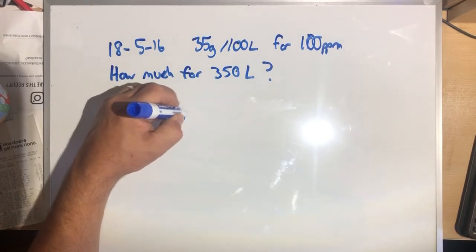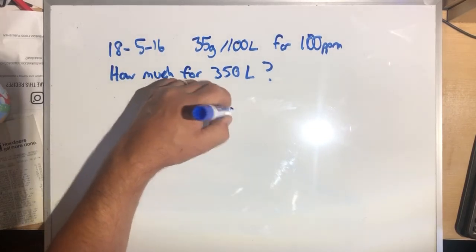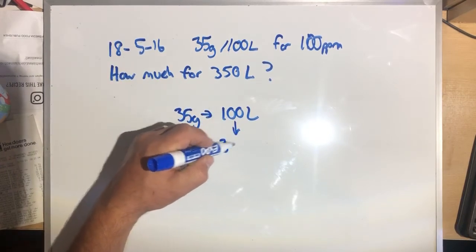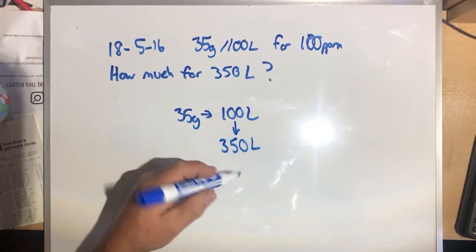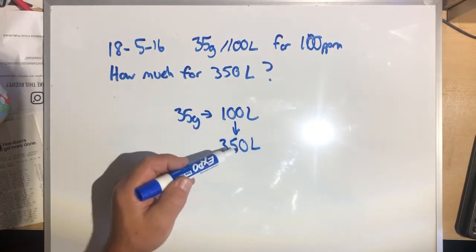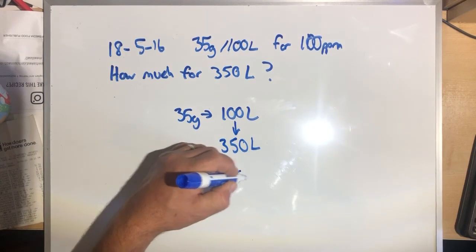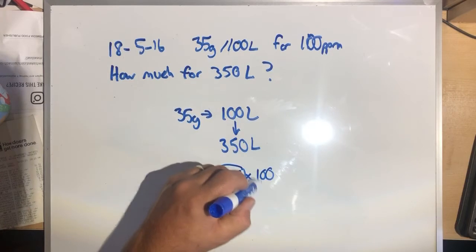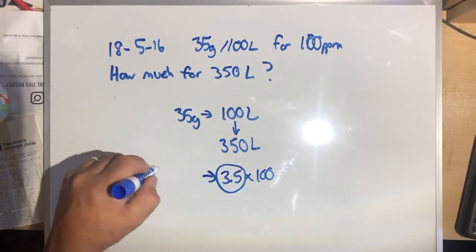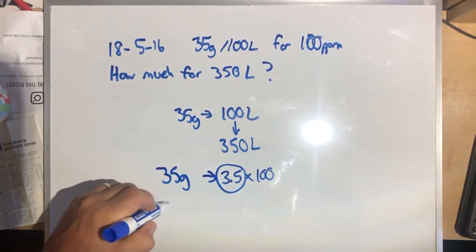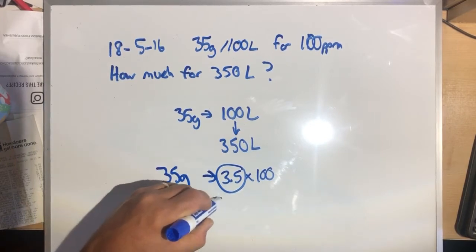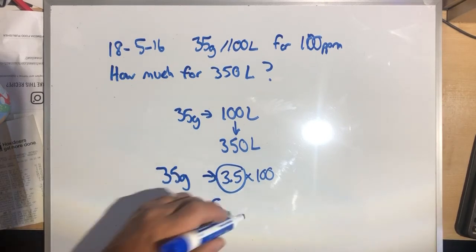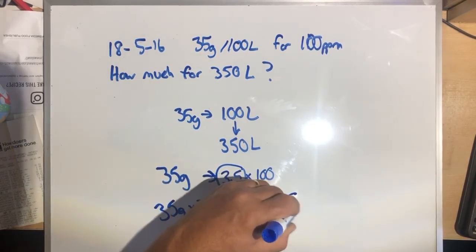Again, if it's 35 grams in 100 liters, how many times do we have to multiply 100 to get to 350 liters? Well, you should be able to look at that and say, okay, to go from 100 to 350, it's 3.5 times 100, right? So if you're going to do 3.5 times 100, you also have to do something to the other side of the equation, 35 grams. So then it's 35 grams times 3.5. And lo and behold, it equals 122.5 grams.